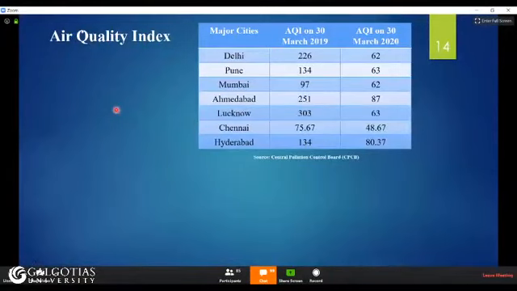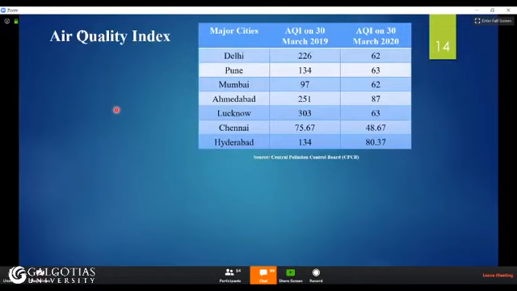Moving forward, this is what I wanted to highlight most importantly during this lockdown. You can see that the majority of metropolitan cities are shown here. Remember one thing: I'm showcasing only cities because the United Nations also says that urban populations are the major contributors to pollution compared to semi-urban or rural populations. Starting from Delhi to Hyderabad, it's clearly observed that the Hyderabad reduction is comparatively less compared to all other cities.